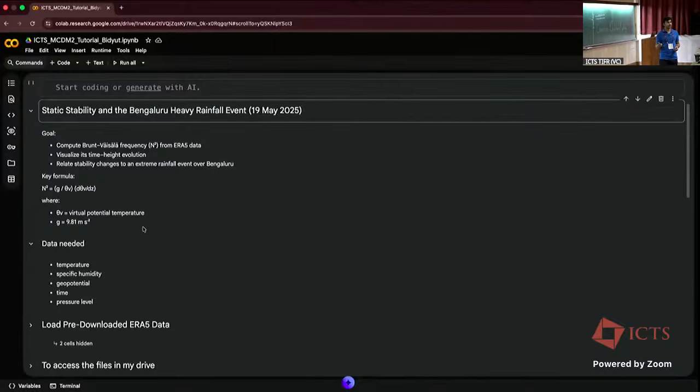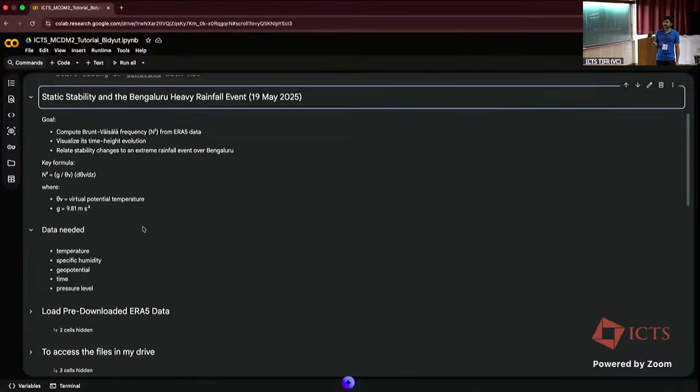We'll compute N squared. N is the letter used to indicate the Brunt-Väisälä frequency. And we'll compute N squared, and it's g by theta v times d theta v by dz. For theta, we'll need temperature. For theta v, we'll have to include specific humidity. And of course, for z, we'll need the geopotential height. And then time, of course, will come with it. And of course, pressure level as well.